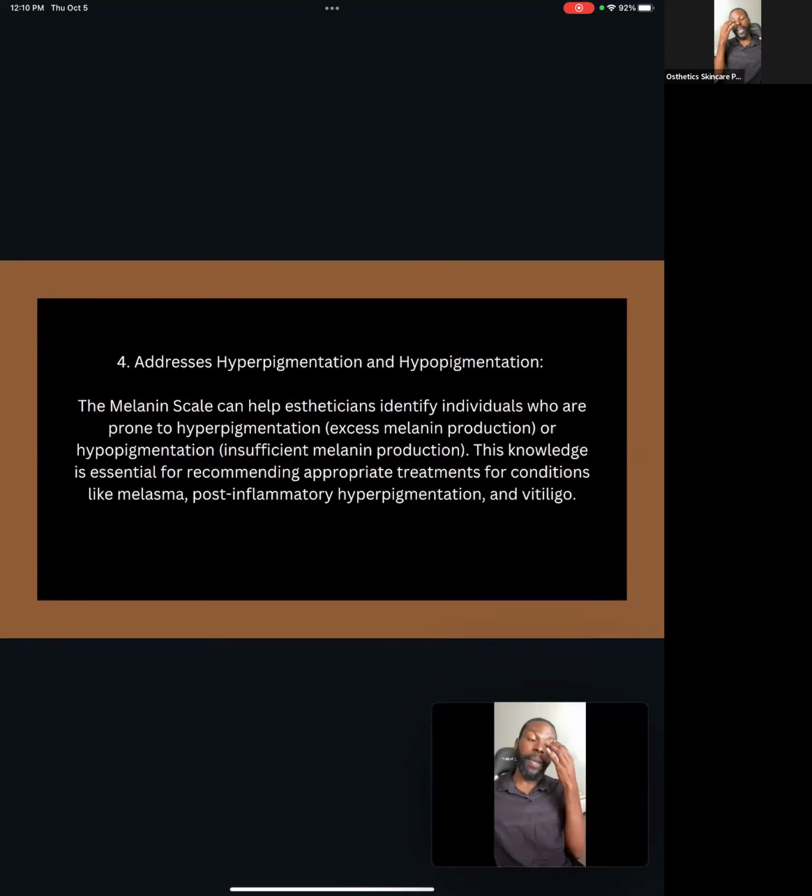Now, this scale also addresses hyperpigmentation and hypopigmentation. And basically what that means is for anyone that lacks any pigment in their skin, the Fitzpatrick scale only really accounts for the fact that there's albinism, but it doesn't discuss the diversity in albinism like vitiligo and things of that nature.